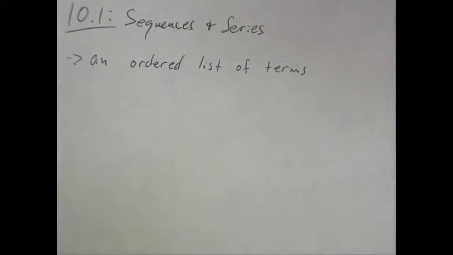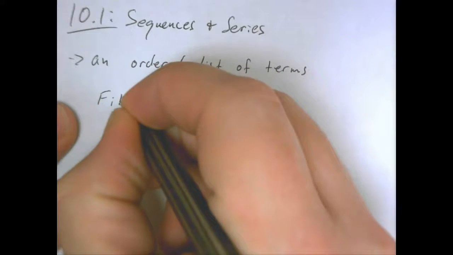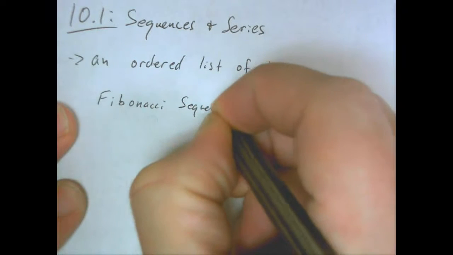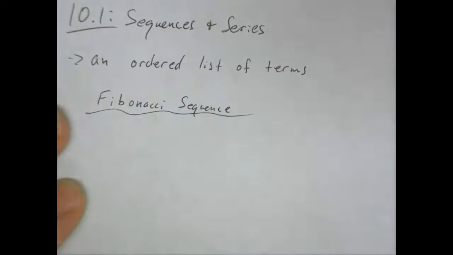So what I mean by that is there's one very famous one. It's called the Fibonacci sequence. You see it a lot in nature. If you go look it up on Wikipedia or somewhere online, just type in Fibonacci sequence in nature. It'll show you a lot of cool pictures of how it applies in nature.